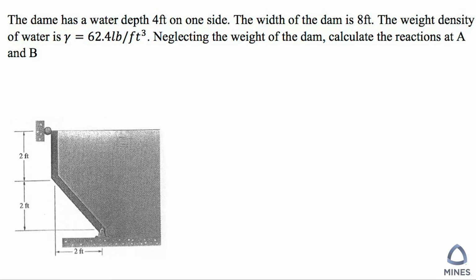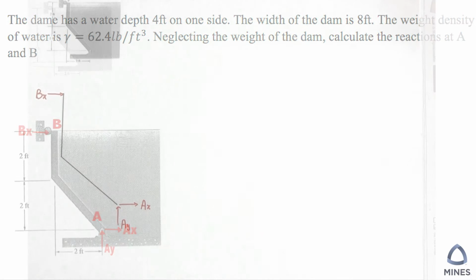For this problem, we have to figure out what the reaction forces at A and B are. We can see A is a pin support, so we have 2 reaction forces. And B is a roller. It's going to provide 1 reaction force. So now let's take a look at the FBD on the whole gate here.